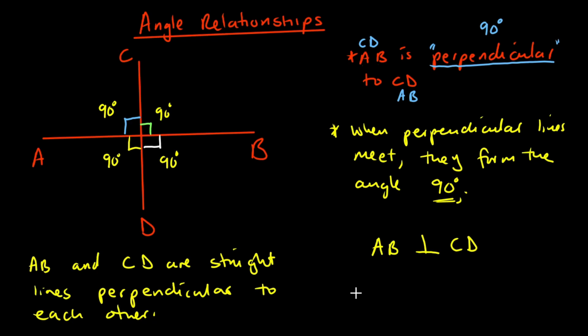When you already see lines that are forming 90 degrees, and this is M, N, P, Q, I'm already given this, then you know that MN is perpendicular to PQ. They are perpendicular to each other. Why? Because they are forming 90 degrees. So it's one way or the other. When they are perpendicular, you know that they are forming 90 degrees. When there is 90 degrees, you know that the lines are perpendicular.